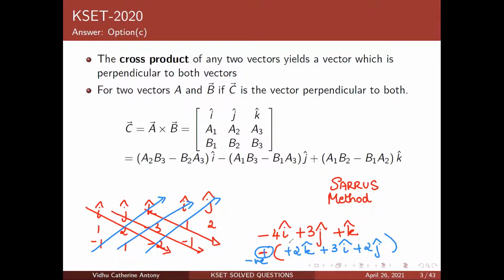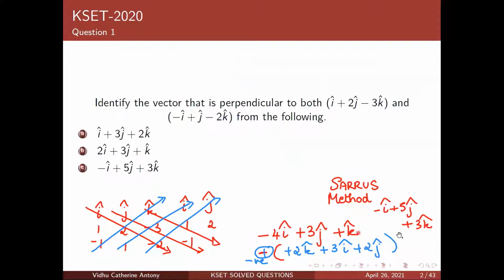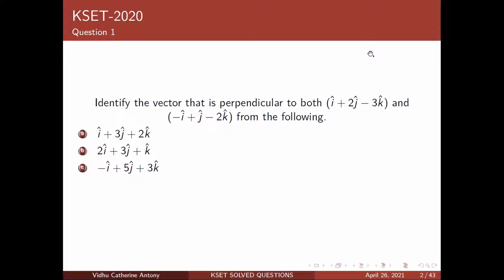So what do you finally have? You have -4 and +3 here, so that's -i cap. Then you have plus 5 j cap, and finally plus 3 k cap. So what you have is option C. Let's go back and look at the options. Yes, that's option C: -i cap + 5 j cap + 3 k cap. Okay, so now let's move on to the next question.